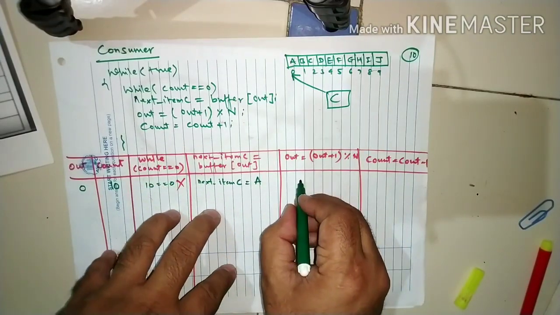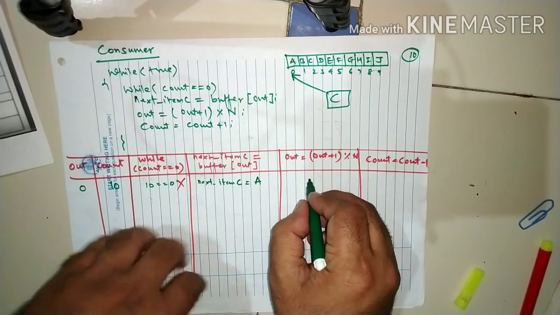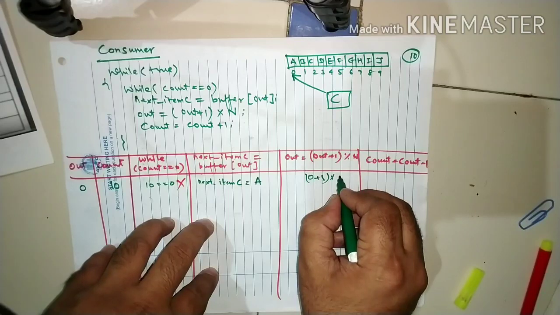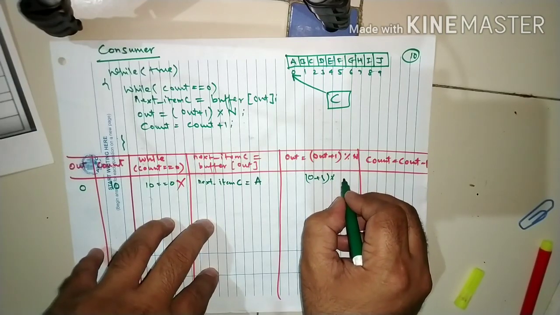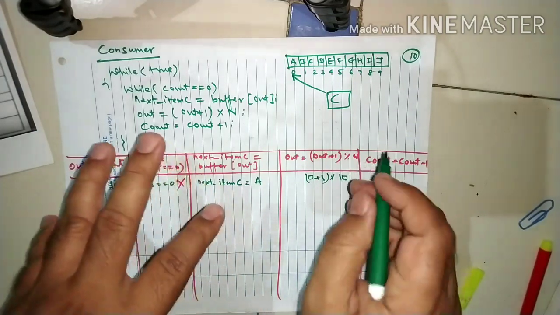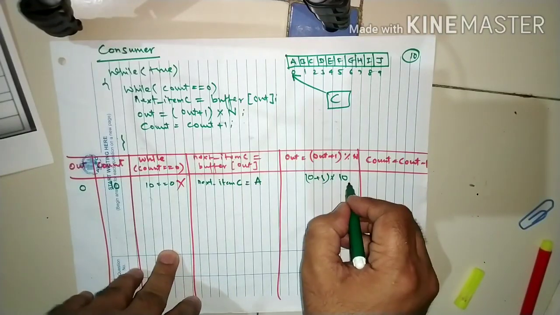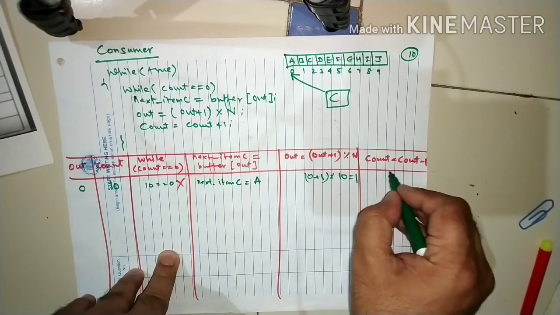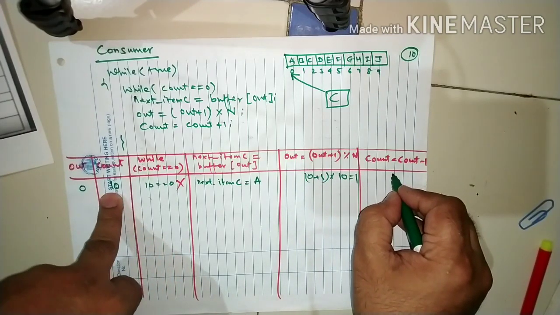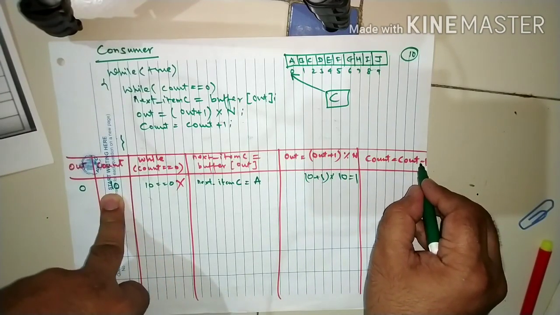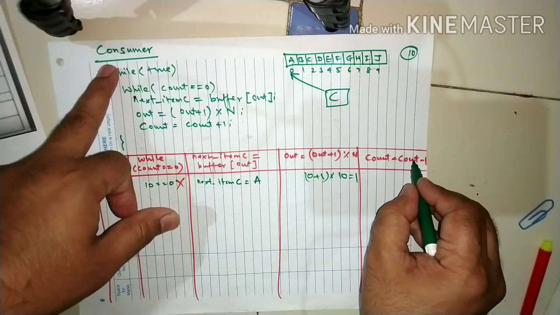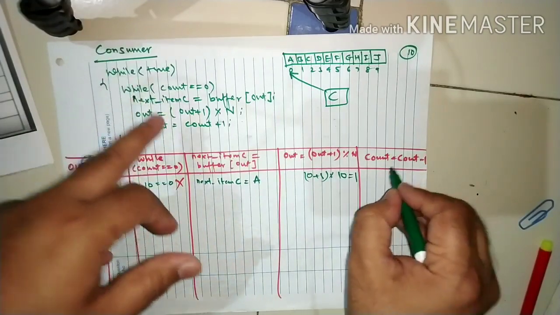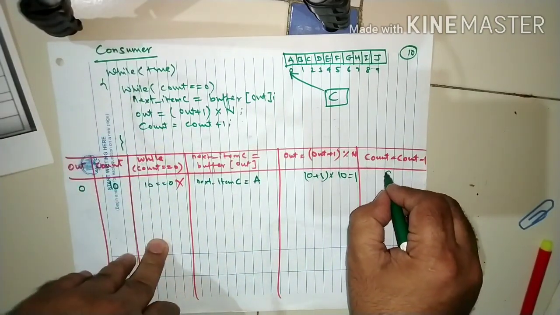Now the next instruction, out equals out plus 1. So out is 0, 0 plus 1 is 1, mod n, where n is the size of the buffer, which is 10. So 1 mod 10 is nothing but 1, so out equals 1. Count is 10, 10 minus 1. This is not count plus 1. In the producer part we had count equals count plus 1, but in the consumer part we have to decrease the value, so it becomes 9.